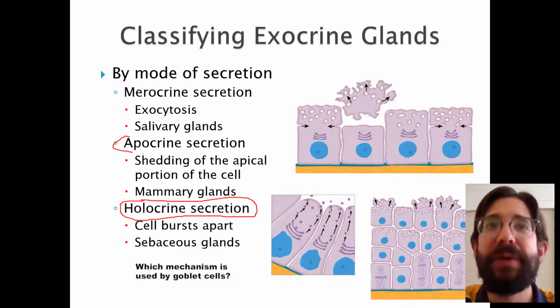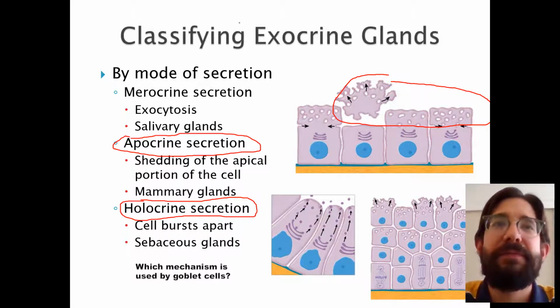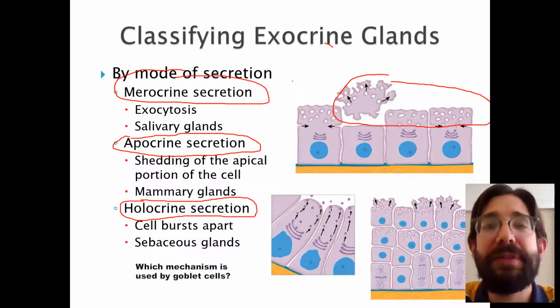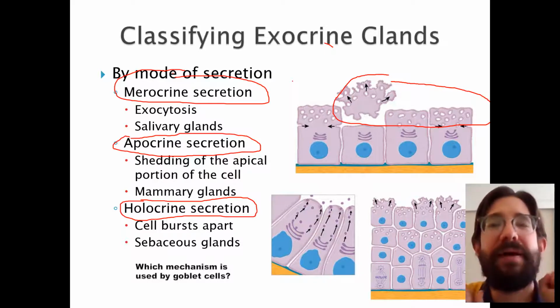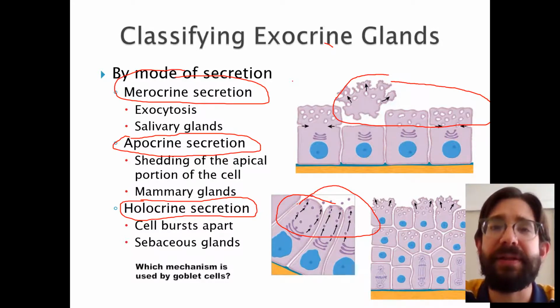Apocrine secretion is when only the apex of the cell comes off. So when just the top part of the cell comes off, that's apocrine secretion. It sheds its apical region. Mammary glands are an example of this. Finally, merocrine secretion occurs when exocytosis lets just little bits of the secretory product drip or dribble out of the cell. And that's what we saw in goblet cells. That's also what happens in saliva and salivary glands.